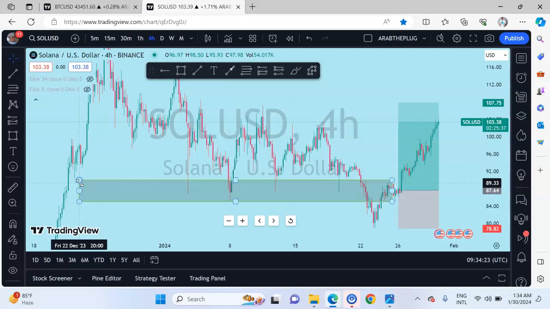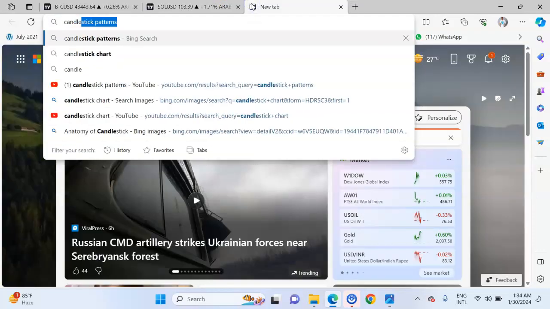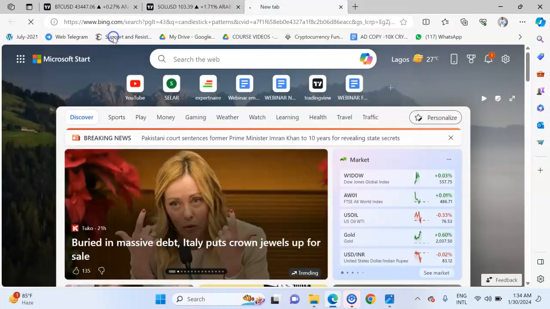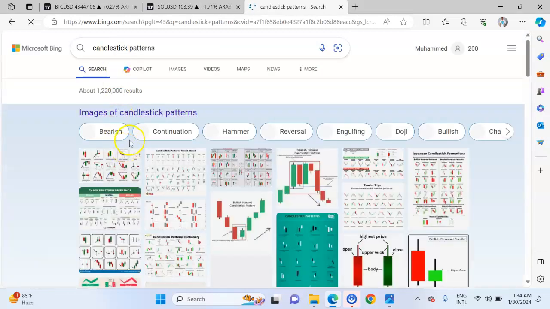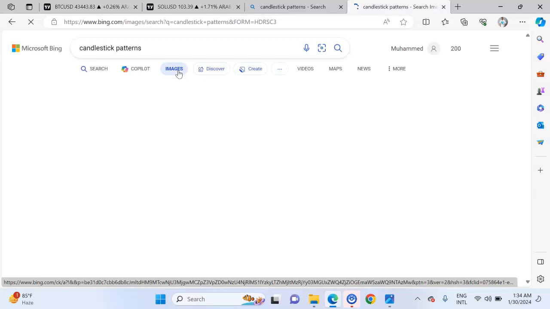Remember, in the last 3 or 4 videos, I talked about candlestick charts, how these candlesticks form and how to read them. But there's another topic which I'll be talking about in this video called candlestick patterns. It is a brand new topic that talks more about candlesticks and the patterns these candlesticks form on the chart.